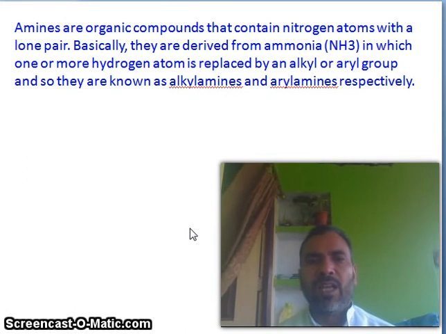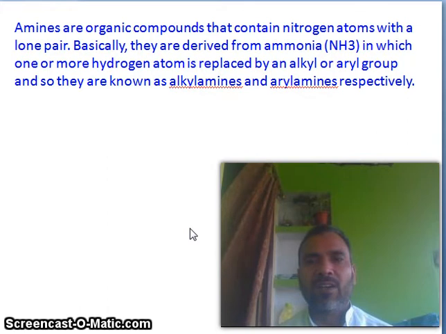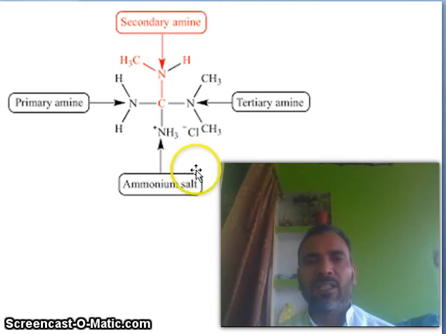So amines are organic compounds that contain nitrogen atom with a lone pair. Basically, they are derived from ammonia, in which one or more hydrogen atoms are replaced by alkyl or aryl groups, and so they are known as alkylamine and arylamine respectively. It depends on the R. Now focus on this point here.